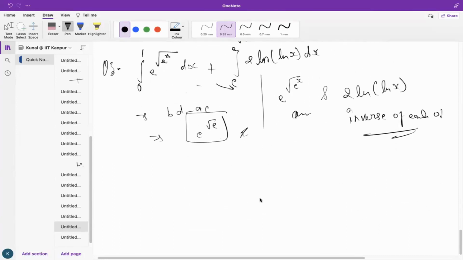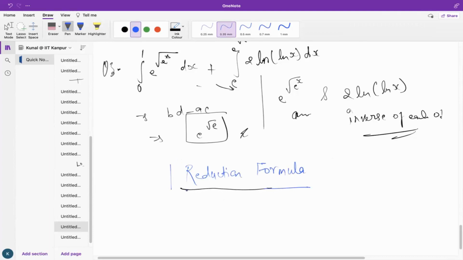Now let's move on to the reduction formula, which is quite important here. In indefinite integration, we read the reduction formula for the integration of tan to the power n x. And here we also read some following things. So let's proceed.